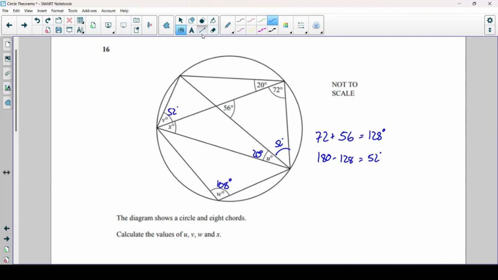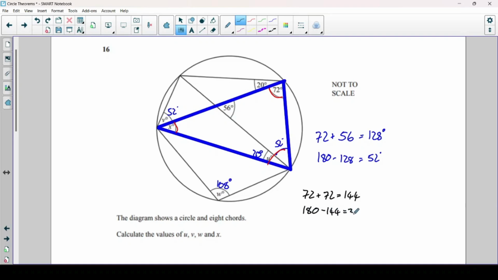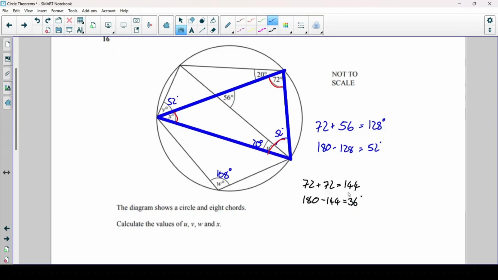And finally, angle x. Okay, for this one here, I could think of it as a triangle. Let's add up these 3 angles. This angle, add this angle, add this angle makes 180. So here we've got 72. 20 add 52 also makes 72. So let's add those 2 things up. 72 plus 72 is 144. And then we'll do 180, take away 144 for the remaining angle. So 36 degrees for x.